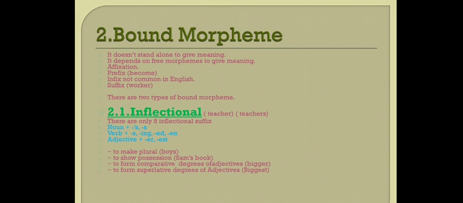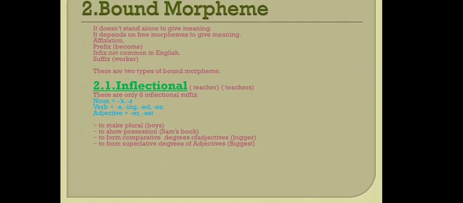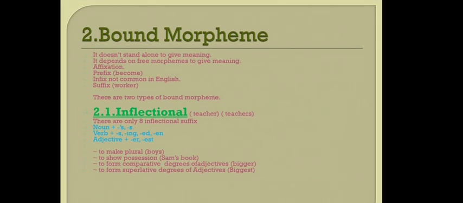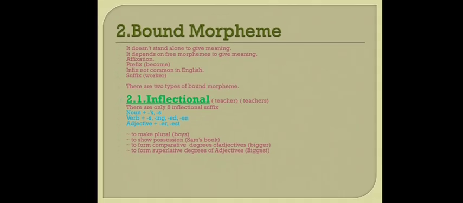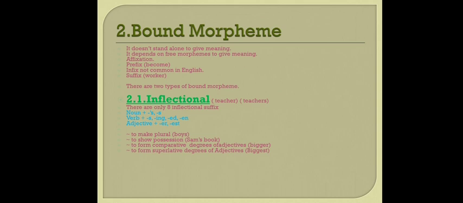Okay. So let's discuss the last kind of morpheme, that is the derivational morpheme. It is the second type of bound morpheme. Derivational morphemes are those morphemes that include both suffixes and prefixes. Remember, inflectional morphemes are all suffixes, they are not prefixes. They are 8 in number and they are all suffixes: 2 with nouns, 4 with verbs, and 2 with adjectives. So there are only 8.